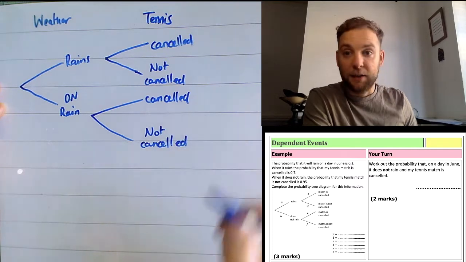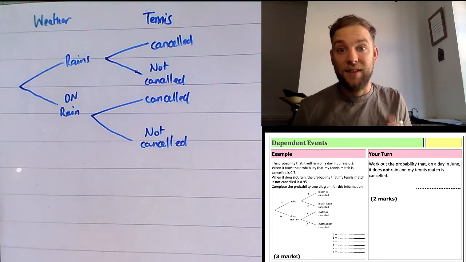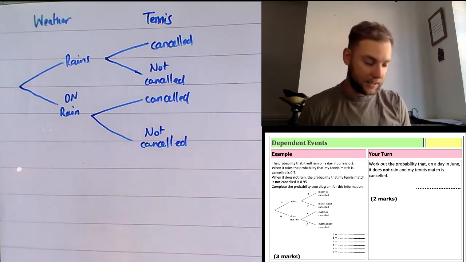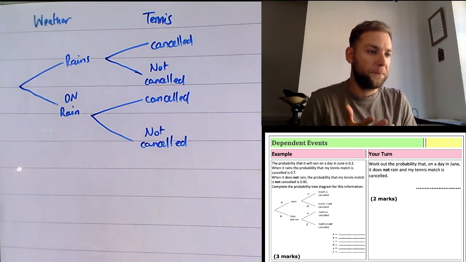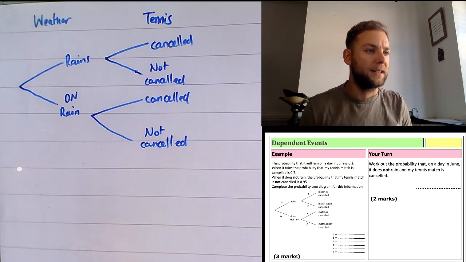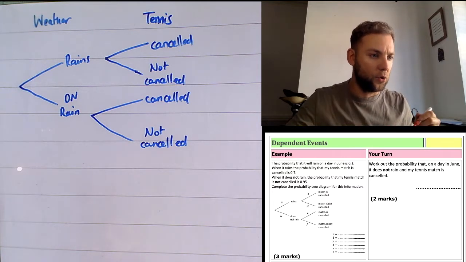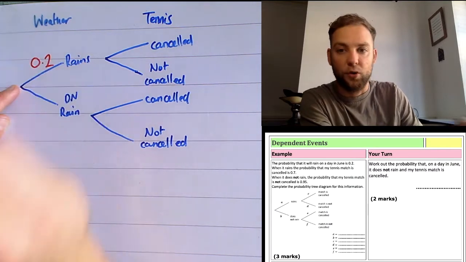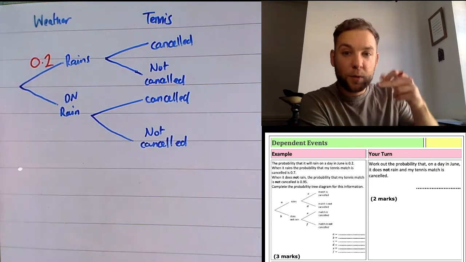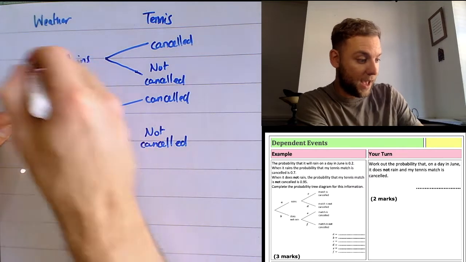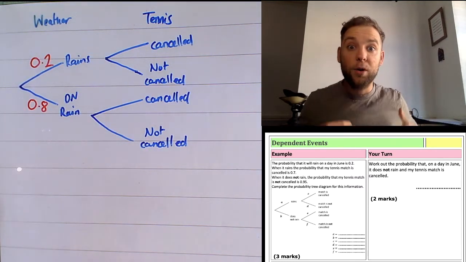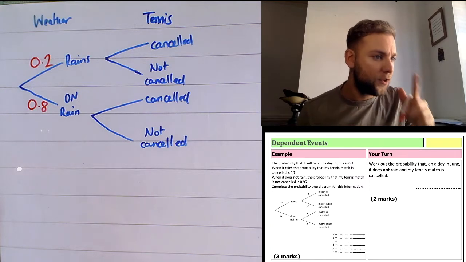Okay. Now remember that these are two independent events, so it's about making sure we understand what this actually means. So let's look at the first one here. It says the probability that it will rain on a day in June is equal to 0.2. Super. Now because we know these two branches sum to 1, this must be equal to 0.8.